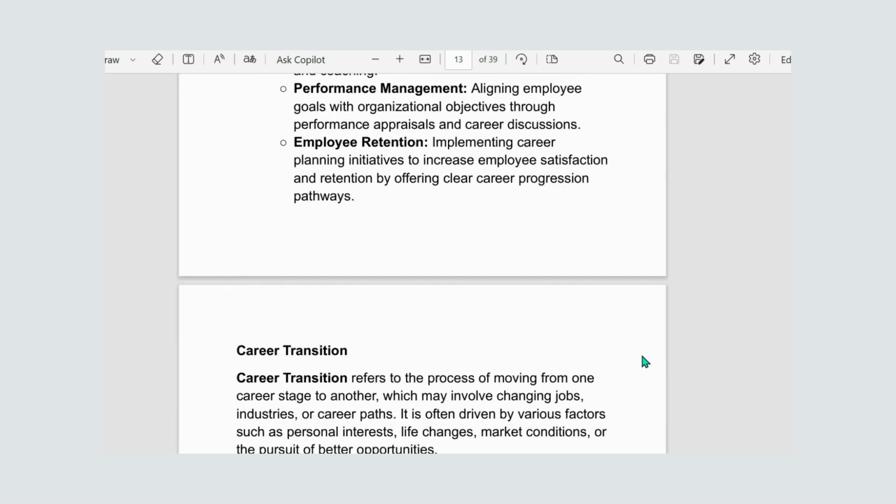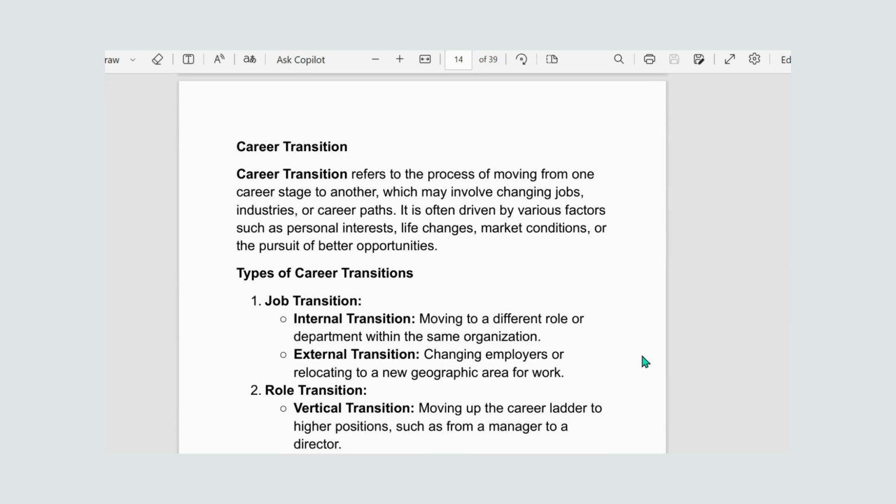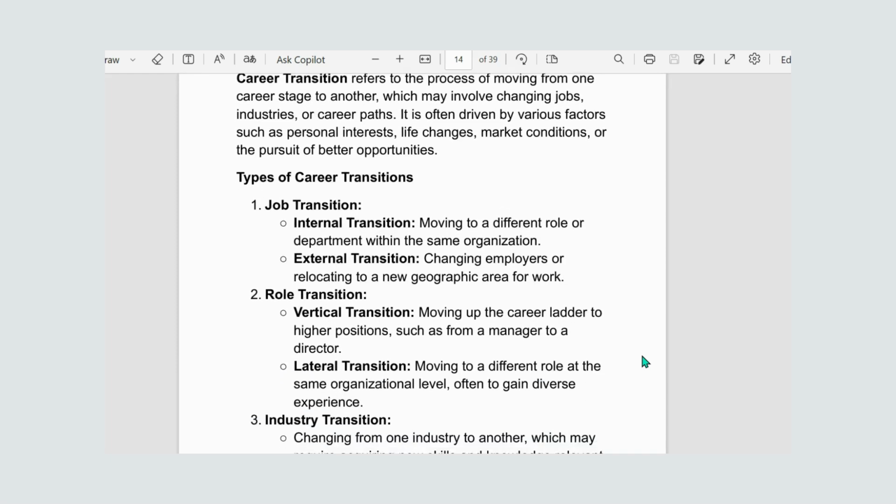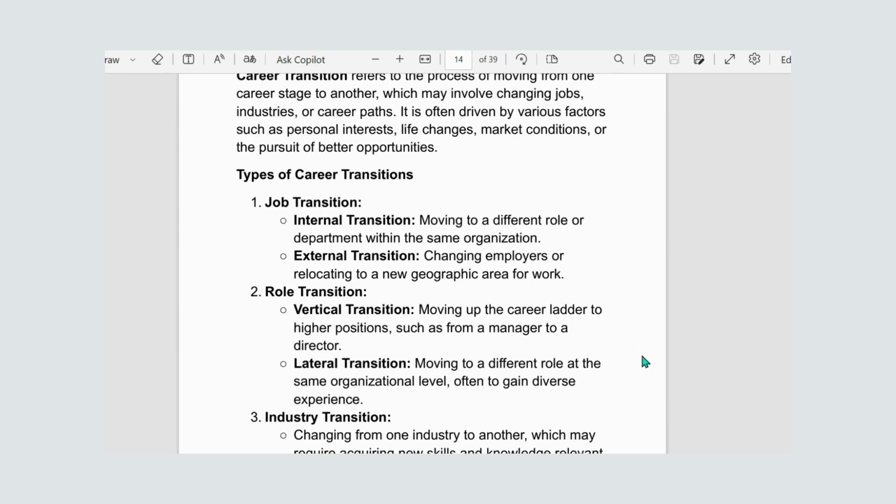Now let's see what career transition is. It refers to the process of moving from one career stage to another, which can include changing jobs, industries, or even entire career paths. So let's see what the types of career transition are. We can say job transition, which can be internal or external. What do you mean by internal transition? It's moving to a different role or department within the same organization. And what about external transition? It means changing employers or relocating to a new geographic area for work.